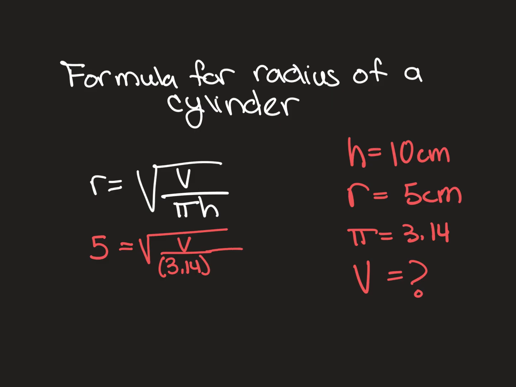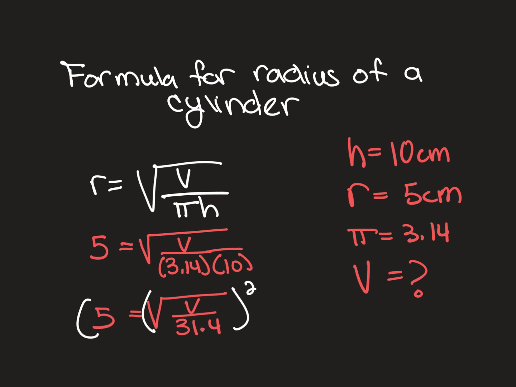And the height is 10. So after I plug in all of the given information, now I'm just doing work. So I know 3.14 times 10 is going to become 31.4, and I have that equal to 5, okay? Now, just like we learned in the section, how do you cancel out the radical? Well, I'm going to cancel out this radical by squaring both sides. So that's going to leave me with 25 equals, and then I'm just going to have the fraction.